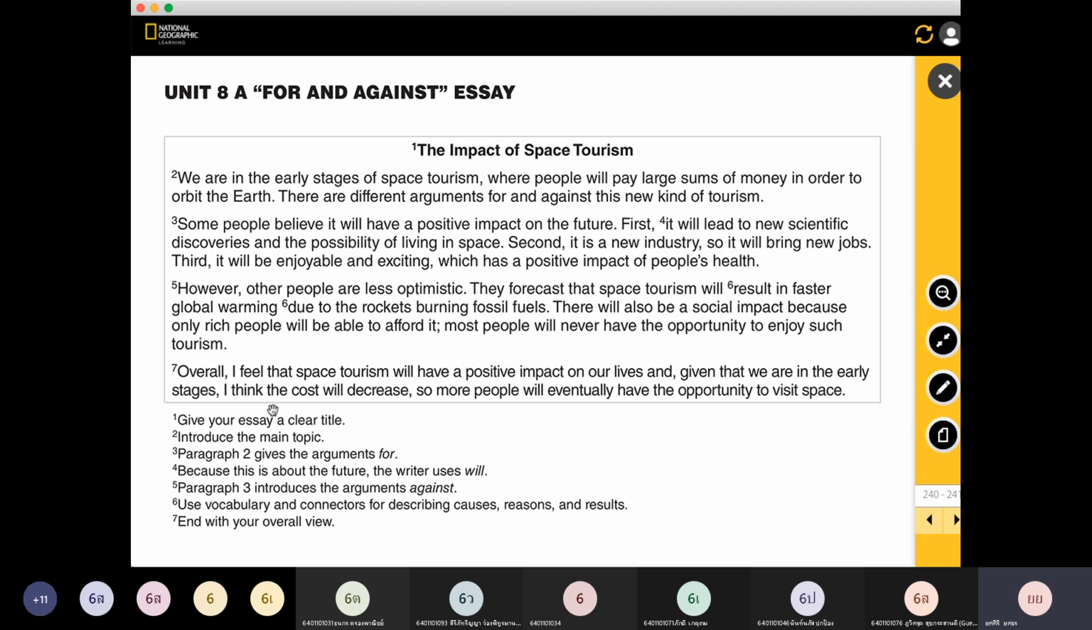incorporate what we have studied so far in this unit, to use the cause and effects, reasons, the action, and also you can use the prediction, the future form, to support your opposing ideas or your supportive ideas that you want to go for.